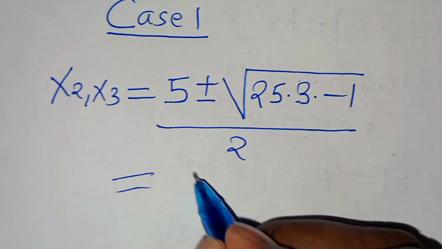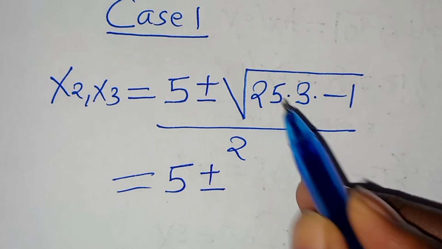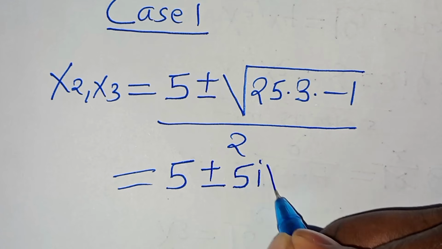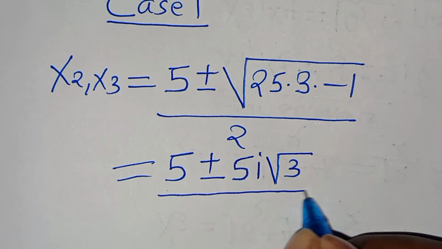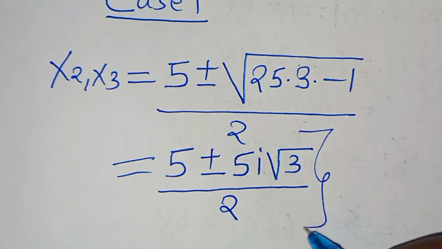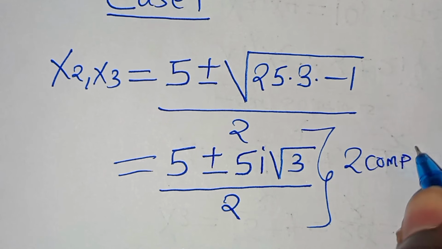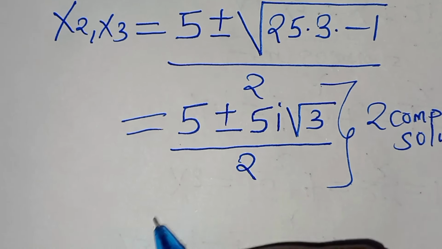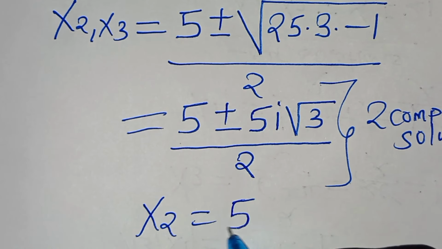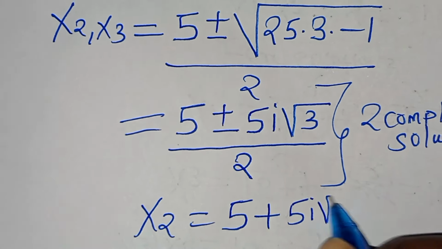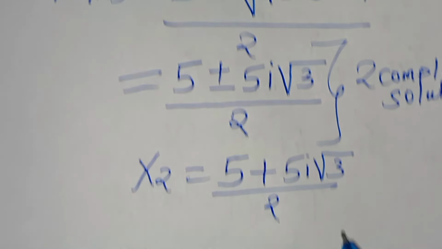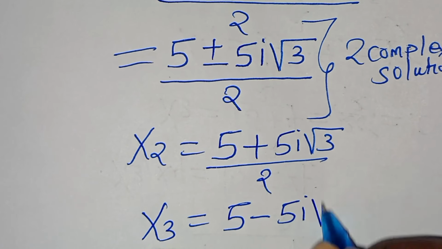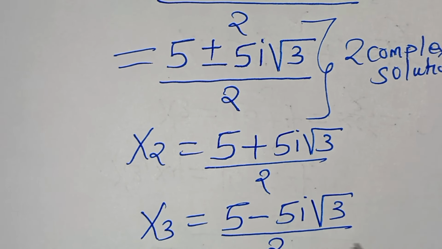Now we have 5 plus or minus the square root of 25, this is 5, square root of minus 1, this is i, then square root of 3, everything here divided by 2. So these are two complex solutions under case 1. So we have x2 is equal to 5 plus 5i square root of 3 divided by 2, and we have that x3 is equal to 5 subtract 5i square root of 3, everything here divided by 2.